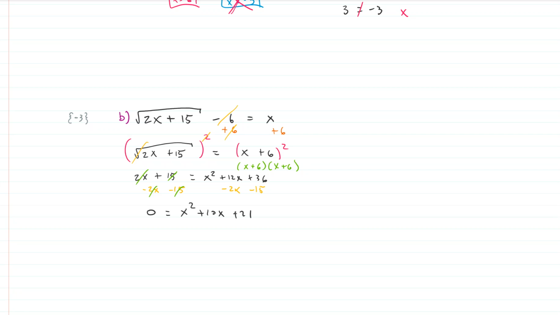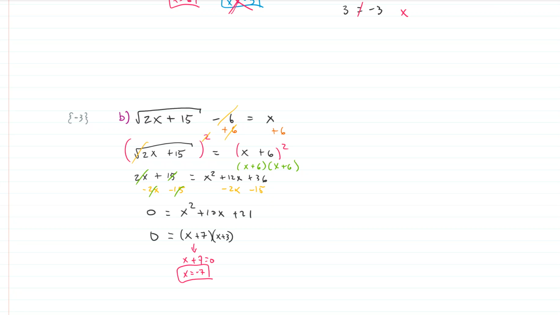Now we just need to factor. And we need to find factors of 21 that add to 10. My guess is it's 7 and 3. Now we can take each of these factors, x plus 7, and set them equal to 0 and solve. When we put x plus 7 equal to 0 and solve for x, we can take the 7 to the other side and it becomes negative, and we get x equals negative 7.